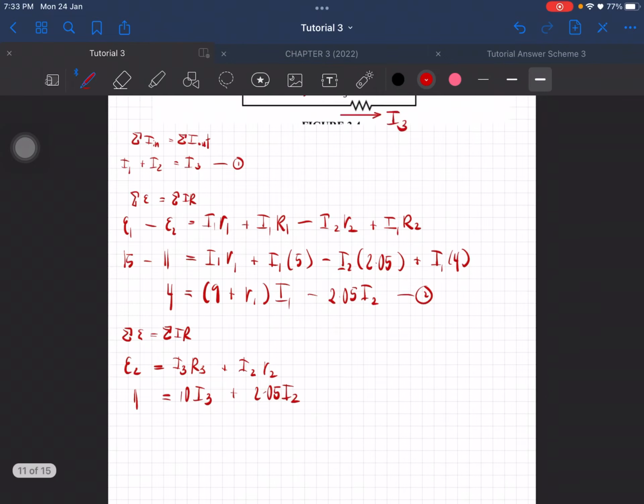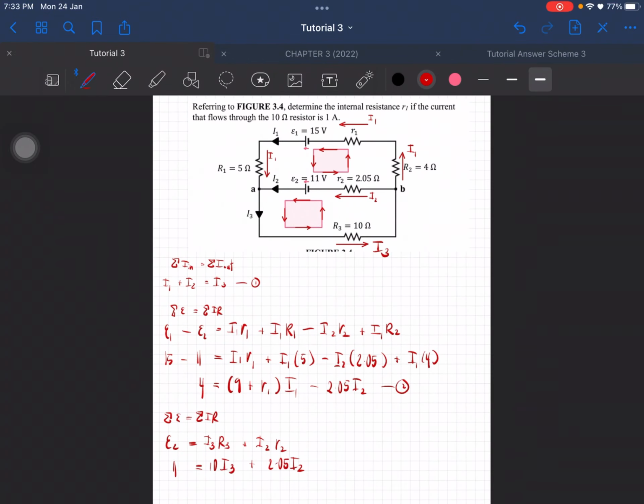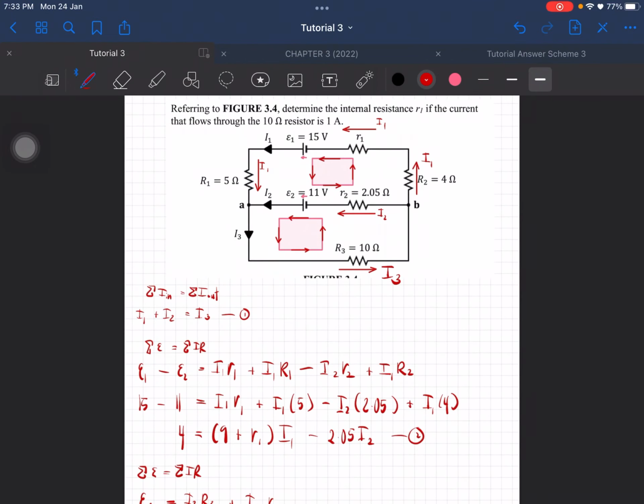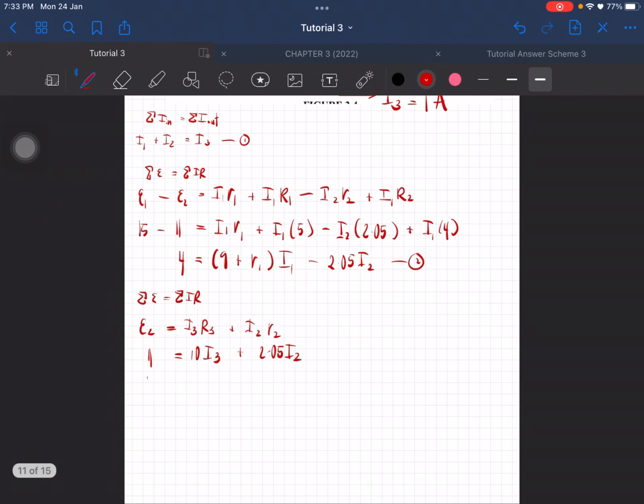So what else do we have? The I3 that flows through the 10 ohm resistor is 1 ampere. So this is 1 ampere. Okay, so we have 11 equal to 1 times 10 plus I2 times 2.05. So we have current number 2 to be equal to 0.59 ampere.